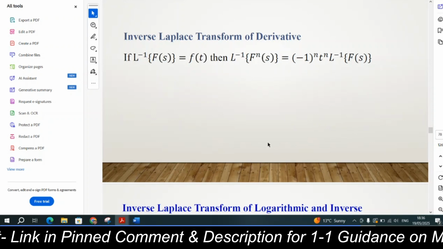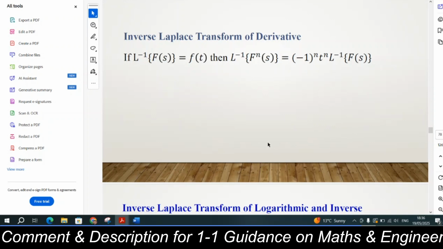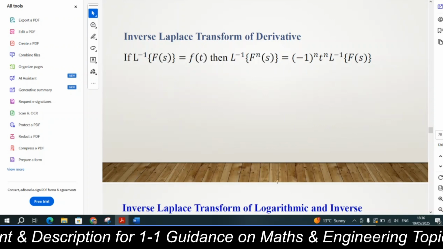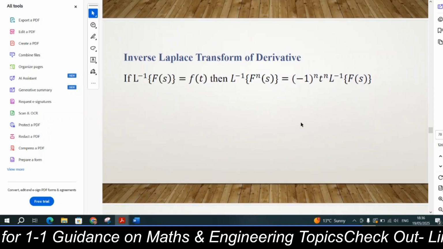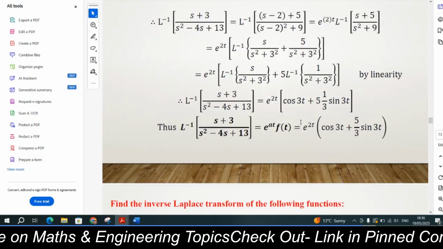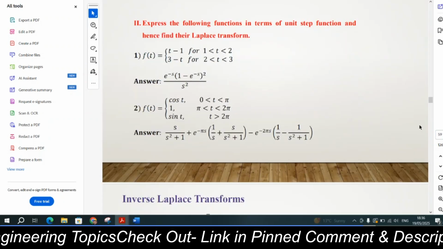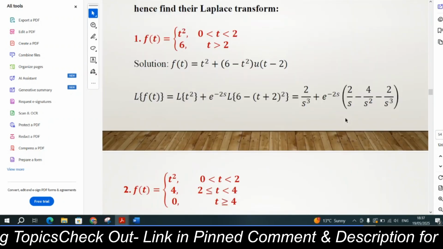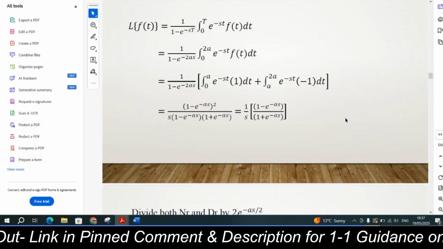Let's go on to the next slide. Inverse Laplace transform of a derivative. Okay. Now, I think we already had Laplace transform of an integral, I think. Of an integral, is it? I don't remember. Yeah. We did not have it for a derivative. I don't remember. I'll just check quickly.